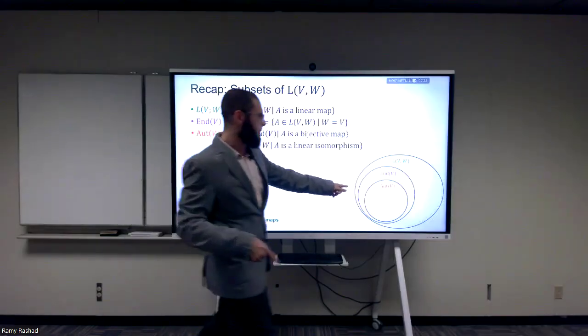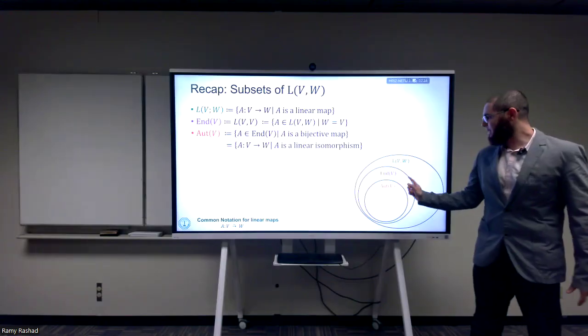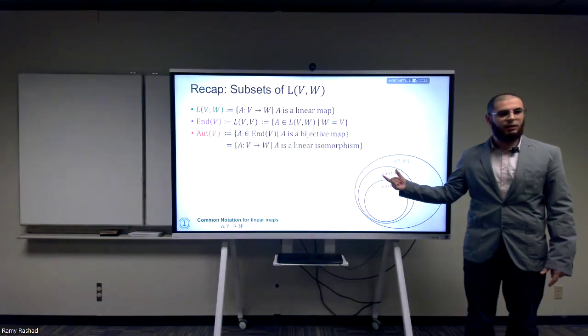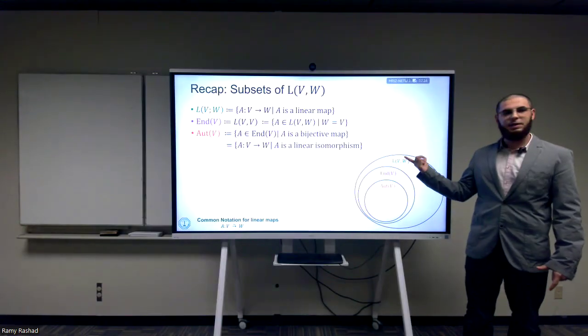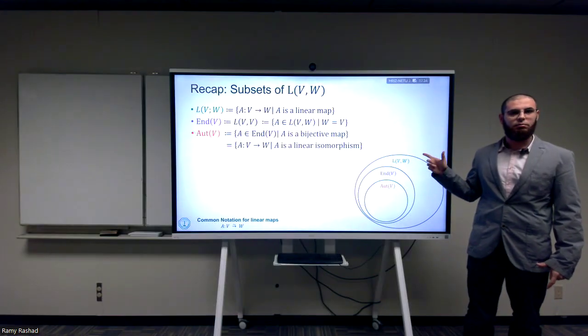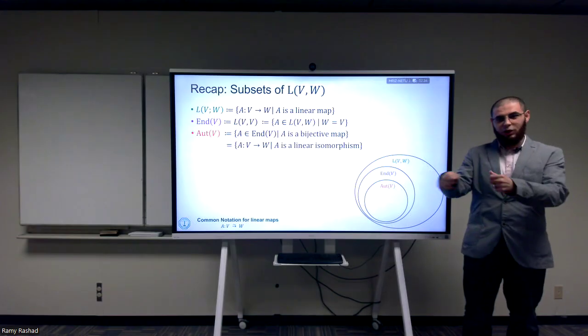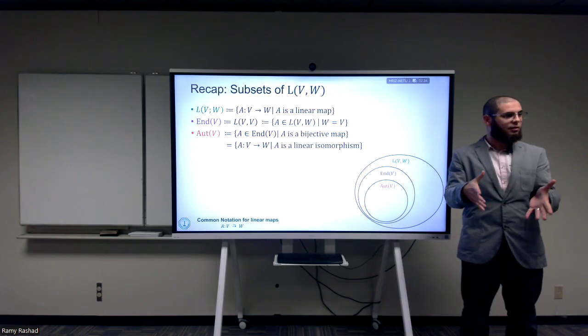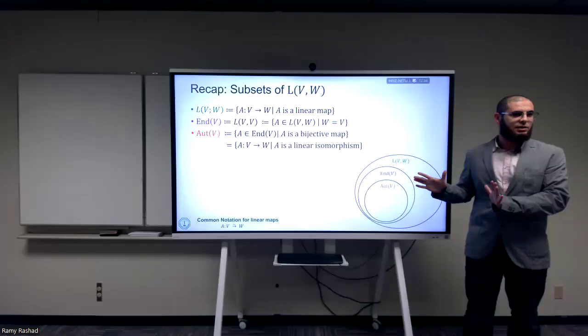Right? And this is the picture that you have here. So automorphisms are a subset of the endomorphisms. The endomorphisms are a subset of the linear maps from V to W. Is this clear? Is this picture clear to everyone? Okay. This is math. I know you don't have anything to calculate or to put on the calculator, but this is still the abstract setting that we have so far.